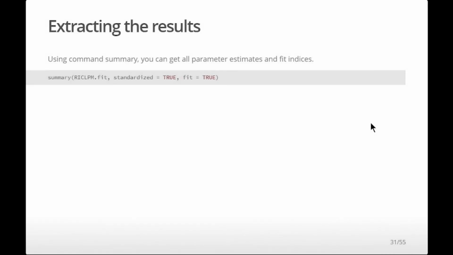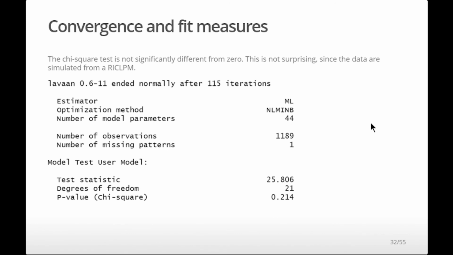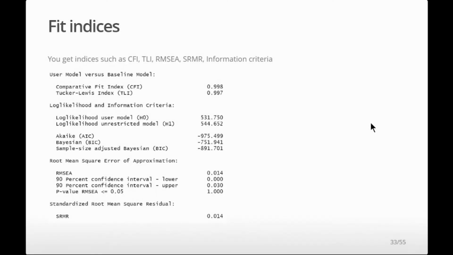And now you should be able to interpret the results. You can get the results also standardized, and with the fit indices. The first part of the output tells you a recap of the model and the chi-square test. And the chi-square is not significant. Unsurprising because the data were simulated from exactly this model. So it's by design. Then you have fit indices, CFI, RMSEA, TLI, etc., which all indicate good fit, again, because this is simulated.